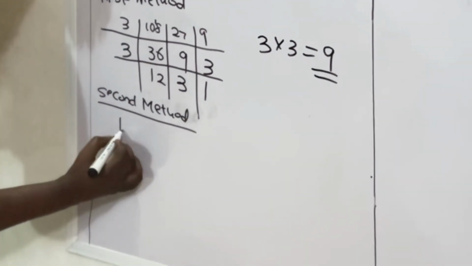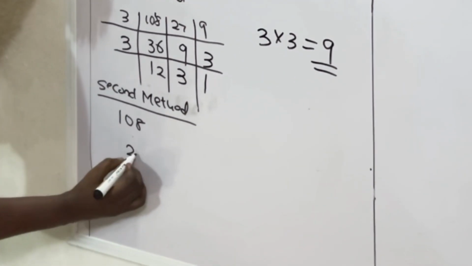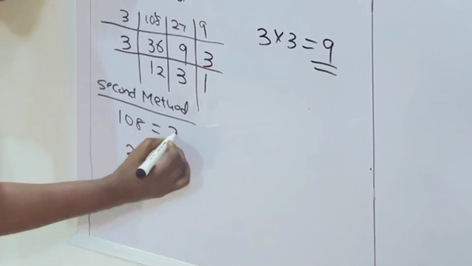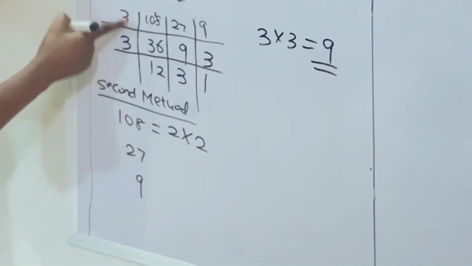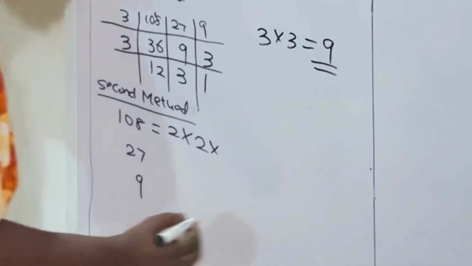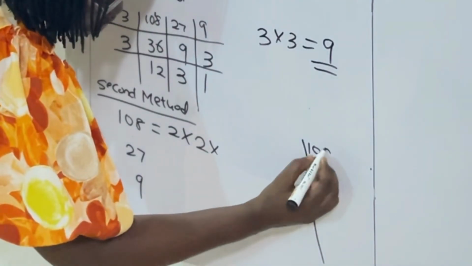You can write this out and find the factors. So here you have 2 times 2. You can use this method to get it. 2 times 2 is 4. 4 times what will give you 108? So let's quickly do the division.